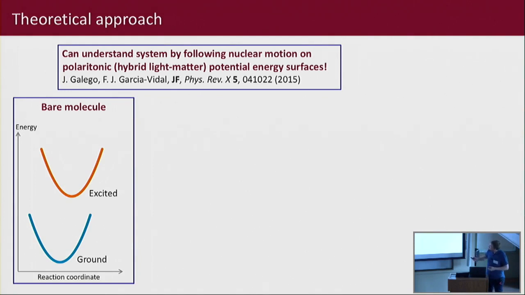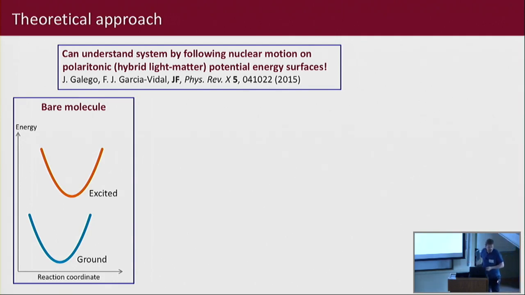In the first step, what we found is that we can actually use a lot of the concepts of quantum chemistry and of the Born-Oppenheimer approximation also under strong coupling. So we can understand a lot of the physics or chemistry of these systems by following nuclear motion, not on the traditional potential energy surfaces, but on polaritonic potential energy surfaces.